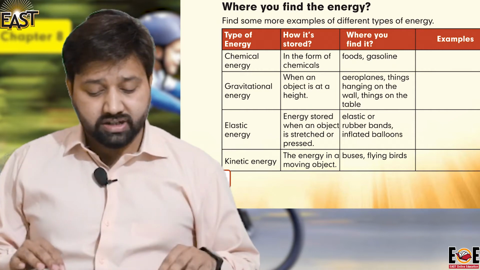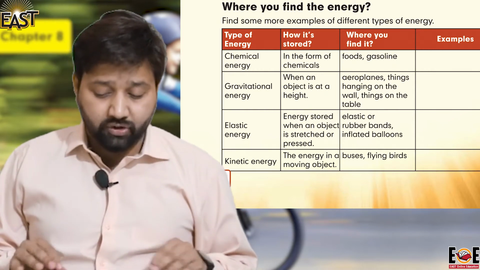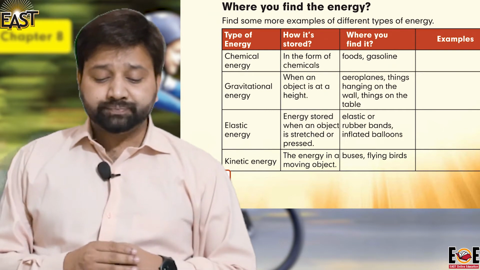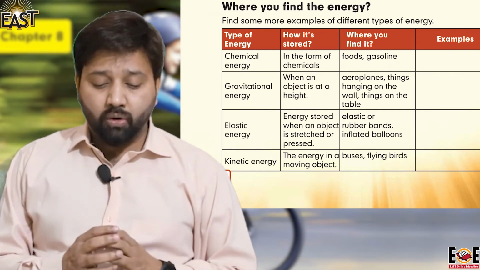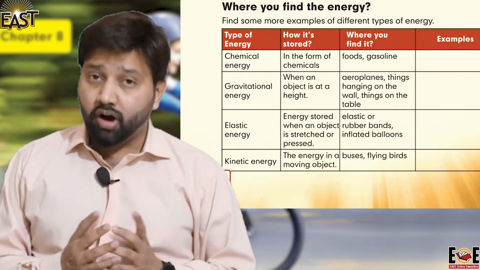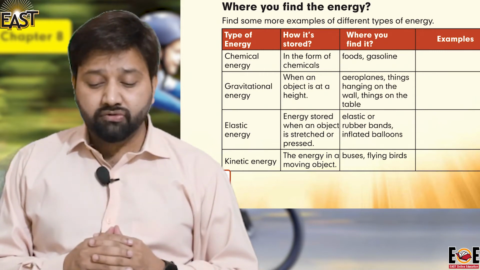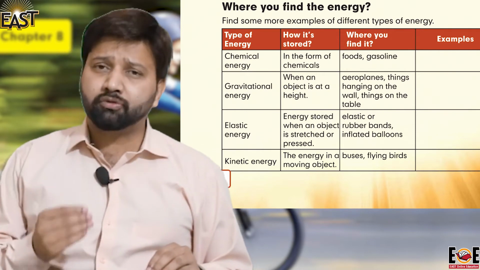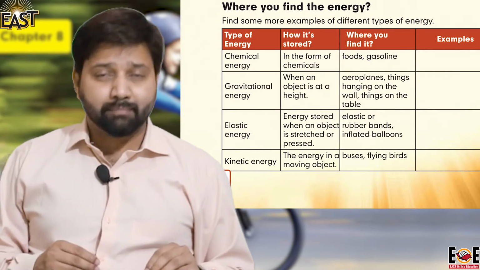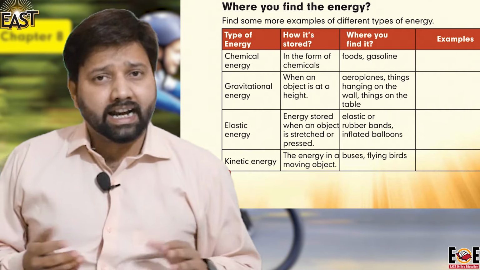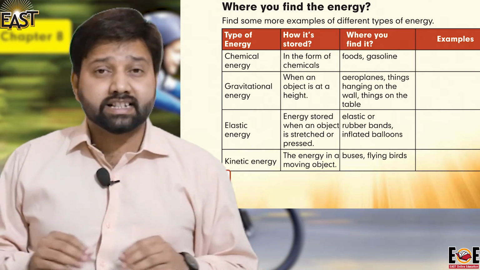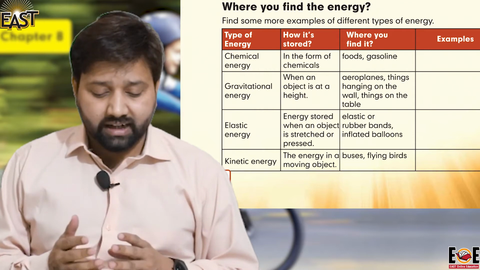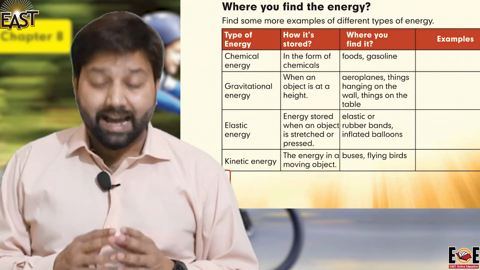So we are going to start our today's task, and we are going to start from chemical energy. Type of energy: chemical energy. How it's stored: in the form of chemicals. Where you find it: in foods and gasoline. So we have to give the examples. Example number 1 is batteries, and example number 2 is CNG and also coal. These are the examples of chemical energy.